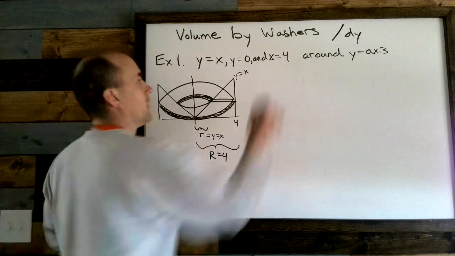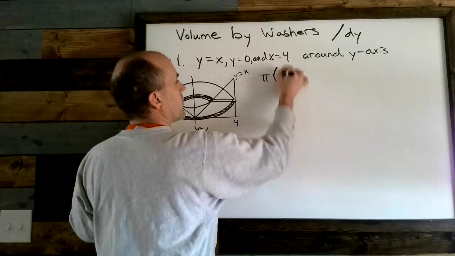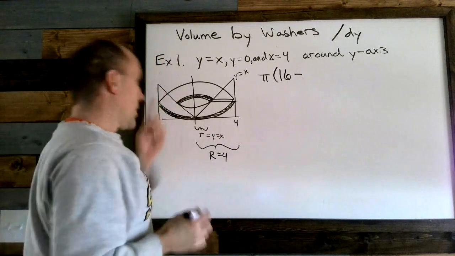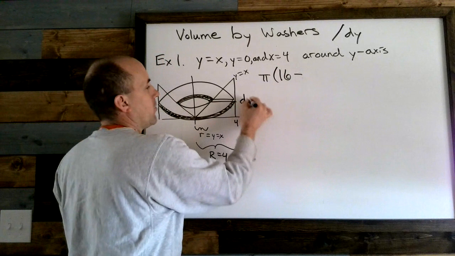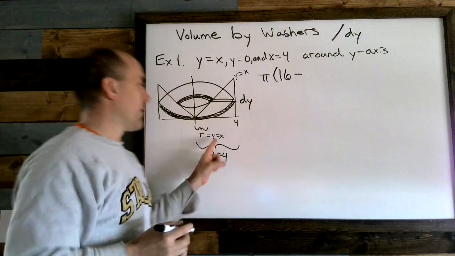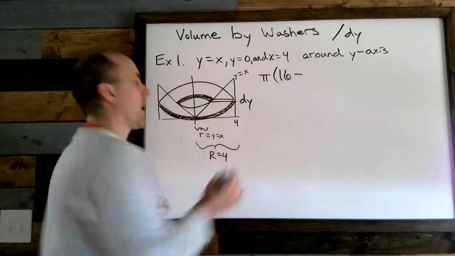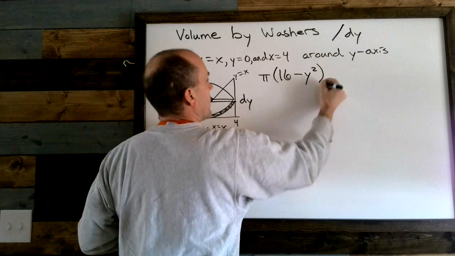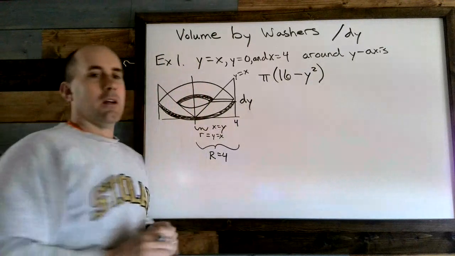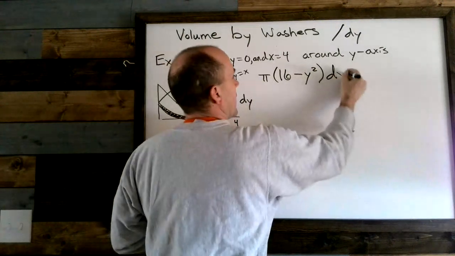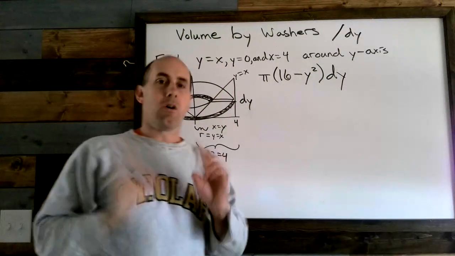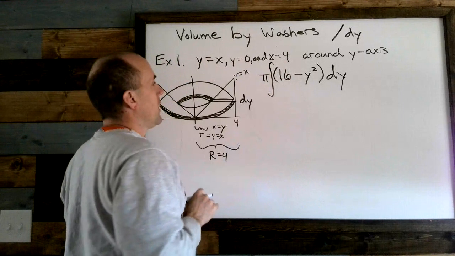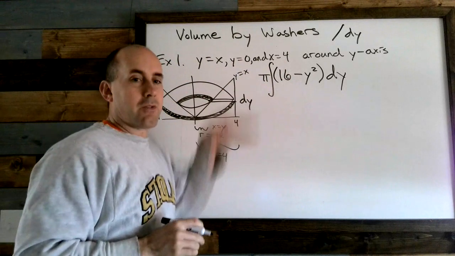So if we set up pi times big R squared, we have 16 minus little r squared. And this has thickness of dy, so therefore it has to have a y variable. So you can see it's just y equals x. So we could say it's x equals y and insert just y here and square that. dy is our thickness. That is going to be the volume of one washer. You want an infinite number of those, so slap on that integral. And we are looking at y values for our integration.